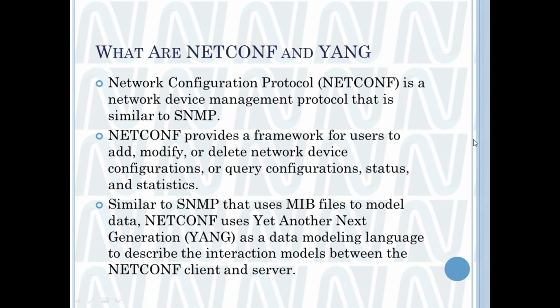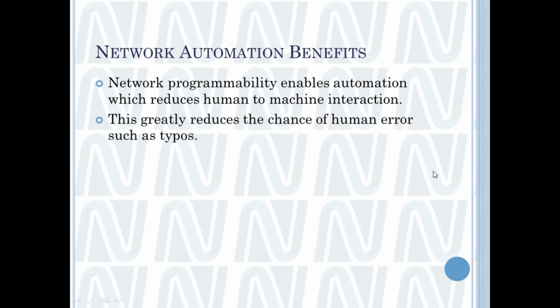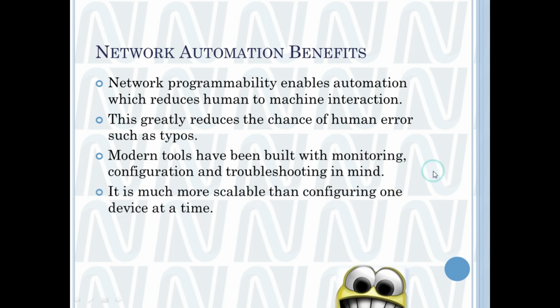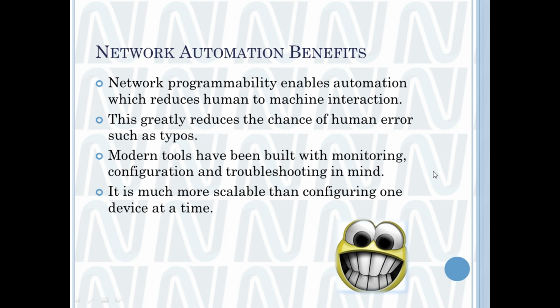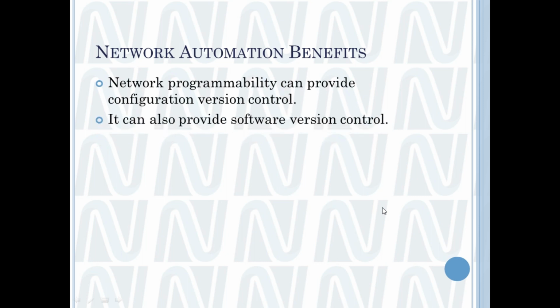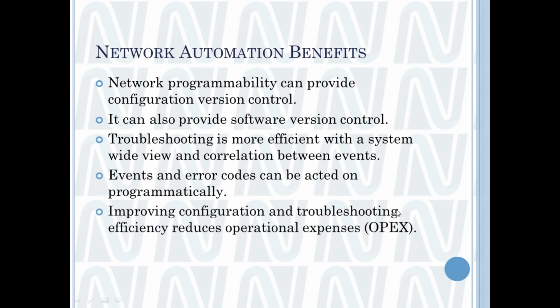Why is this required? Let us check the benefits of network automation. Network automation not only reduces human-to-machine interaction, but it also reduces human error. It is more scalable: if we were configuring one device at a time, now we can work in parallel, or use multi-threading, to configure the devices. You can see such a happy face now. It is not limited to these functions. It also provides configuration version control, software version control, troubleshooting, and it improves OPEX cost. OPEX stands for operational expenses.